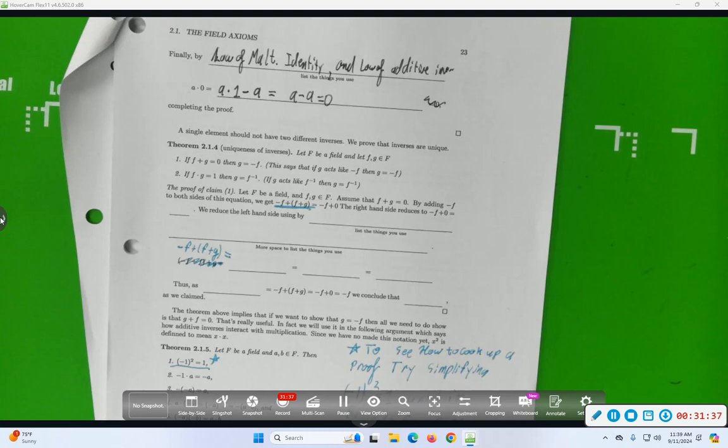So let F be a field, F and G be in F. We're going to assume that F plus G equals 0 because that's what this theorem 2.1.1 says we get to assume. We want to show that G is equal to minus F. So let's start with F plus G equals 0. How would you want to show that using that fact that G is equal to minus F?